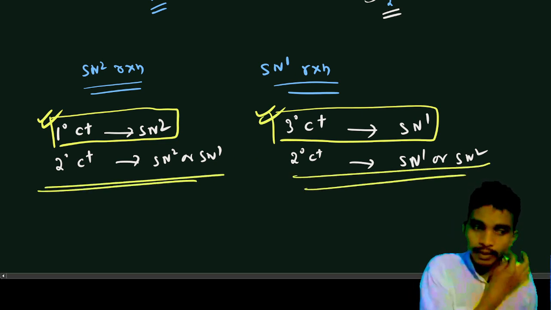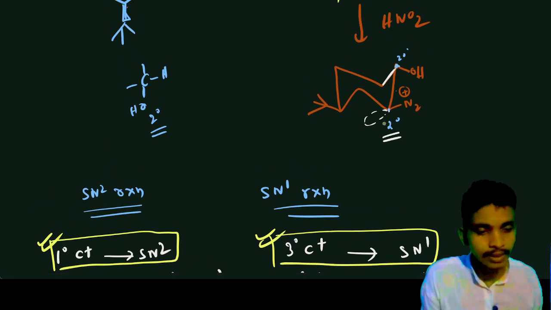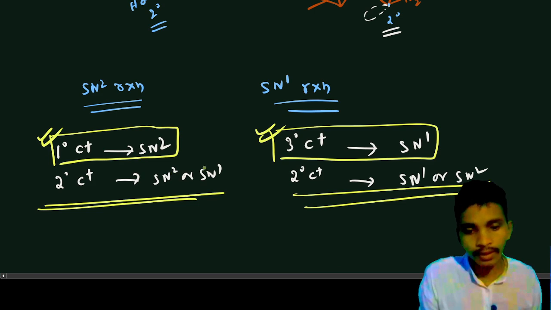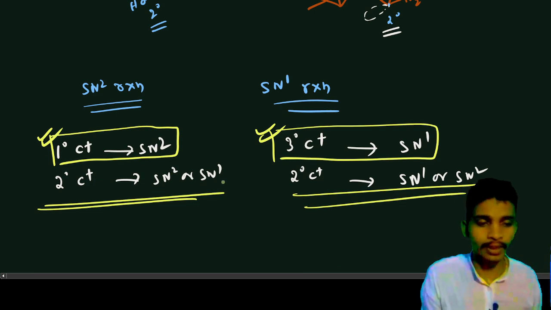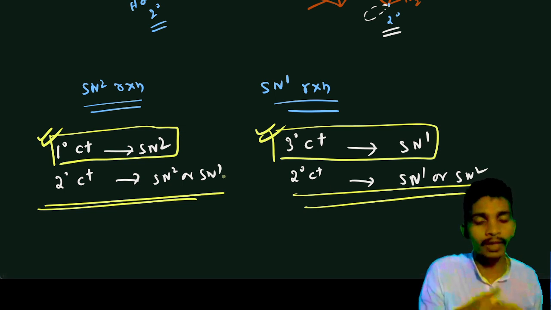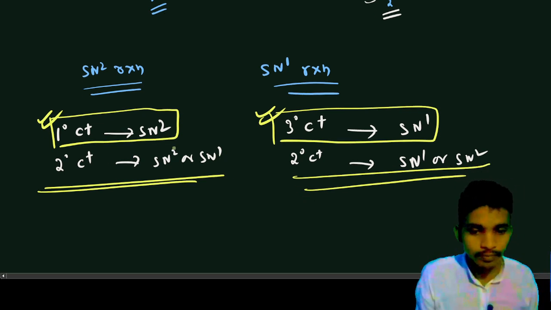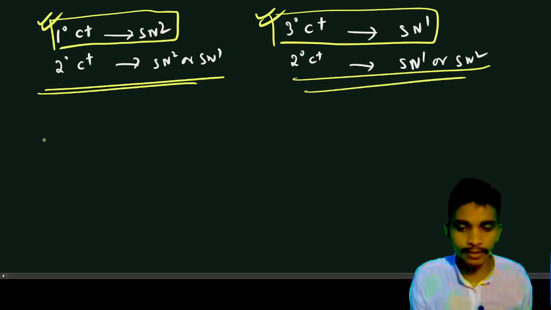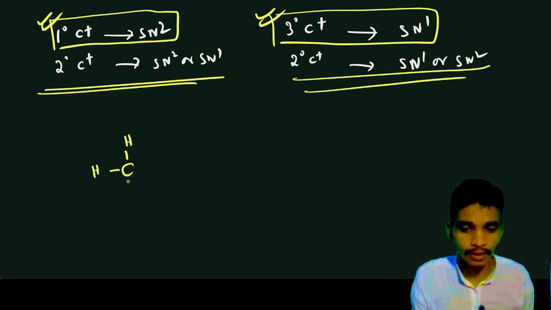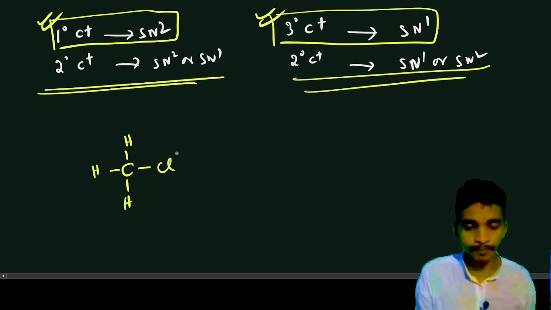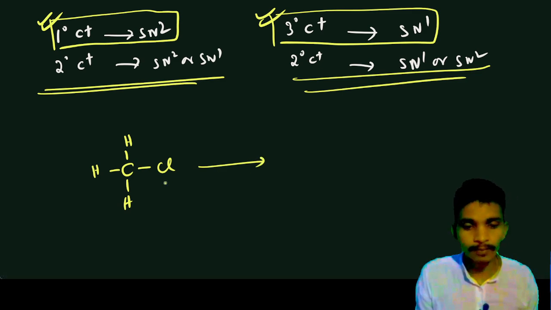So here we have a 2-degree carbocation. Okay, so 2-degree carbocation means it can be SN2 or it can be SN1. That depends on what the favorable conditions are. Okay, now what is the thing about SN2 reactions? So SN2 reaction is 1-degree carbocation. Let's say this is hydrogen, and this is hydrogen, and this is hydrogen, and we have a chlorine atom there. Okay, now this is the leaving group.